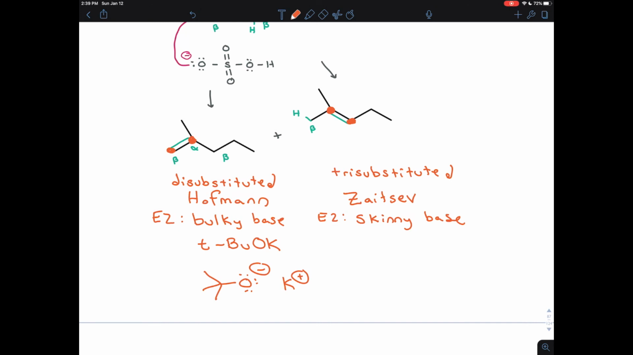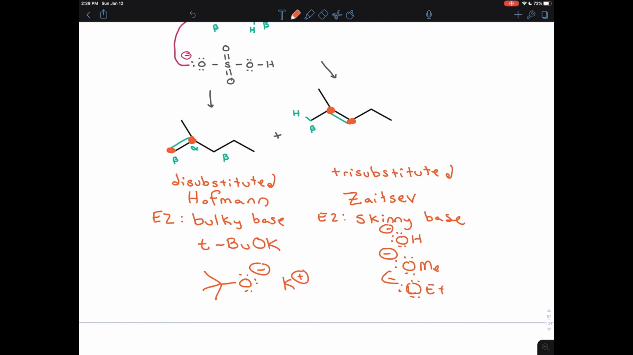That's potassium tert-butoxide. It's a bulky base that will make you favor the less substituted elimination product in an E2 reaction. Skinny bases are anything that has an oxygen with a small side chain. For example, an OH with a negative charge is really small, skinny. If you have an OMe, that's a methyl group, a small group. If you have an O with an ethyl group, that's really small.